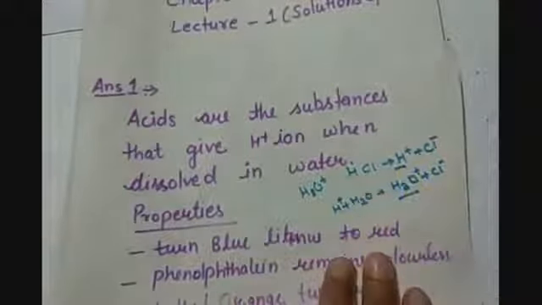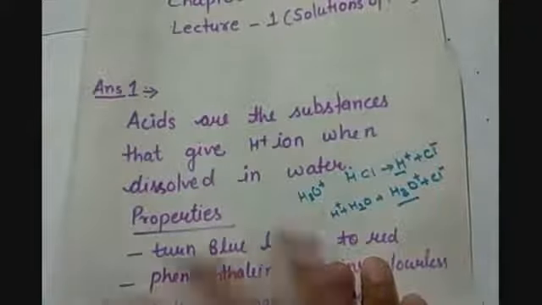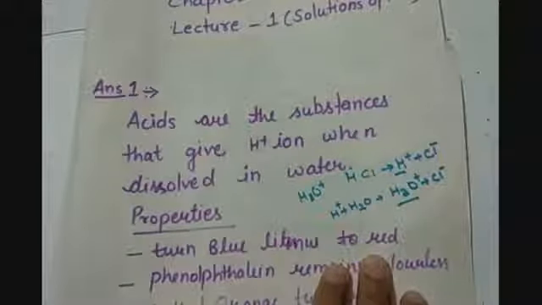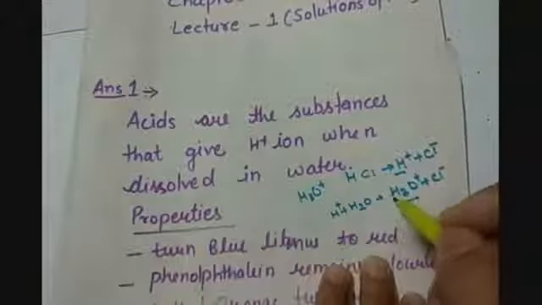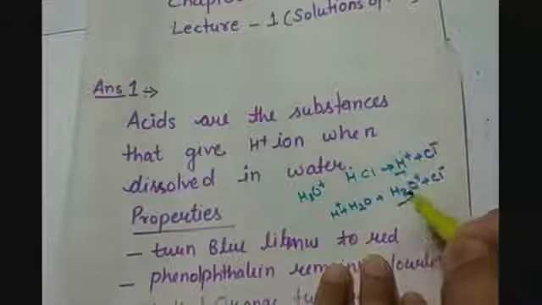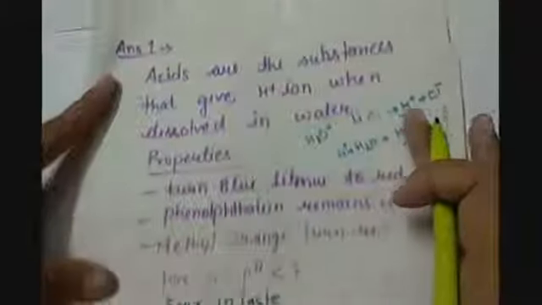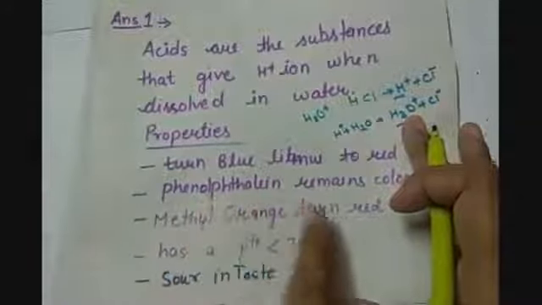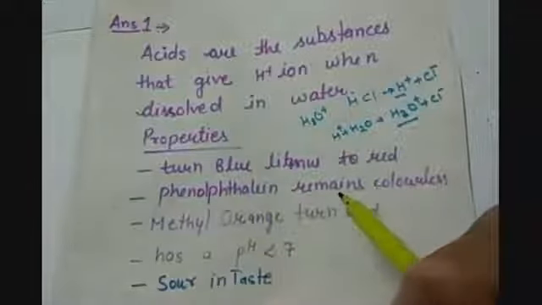For example, if we dissolve HCl in water, it gives H+ and Cl-. But this H+ is unstable and it will get attached to a water molecule and form H3O+. So a substance which furnishes H+ ion, hydrogen ion, or hydronium ion is called an acidic substance. They can turn blue litmus red, but phenolphthalein remains colorless in the presence of an acid.